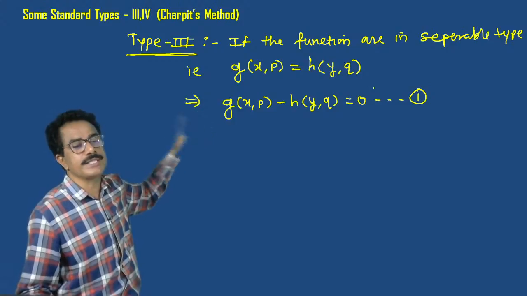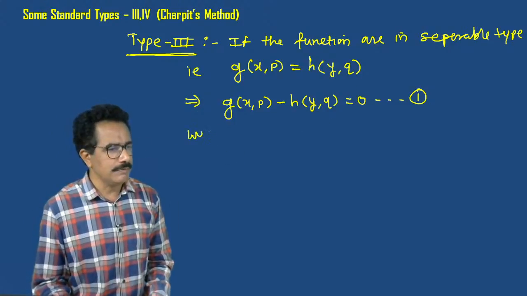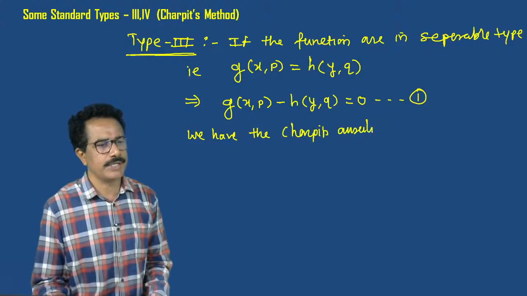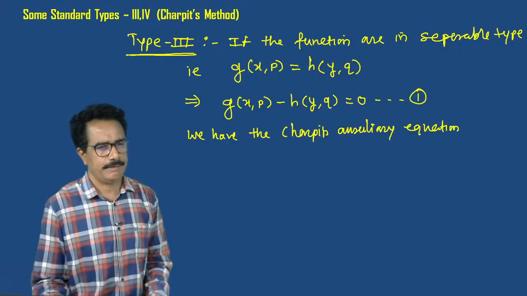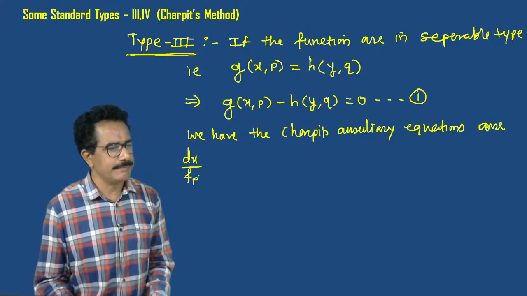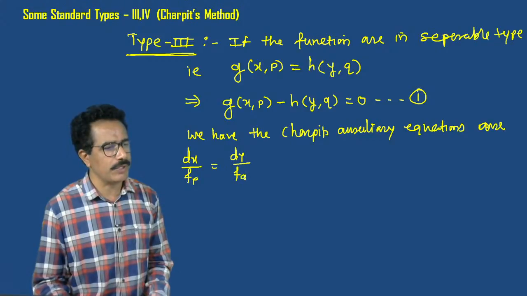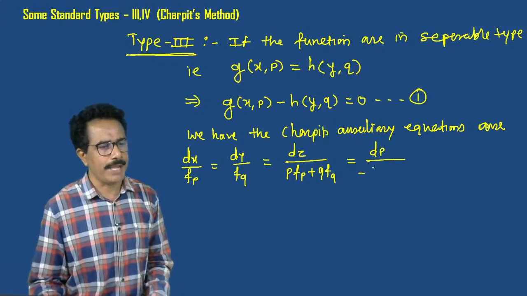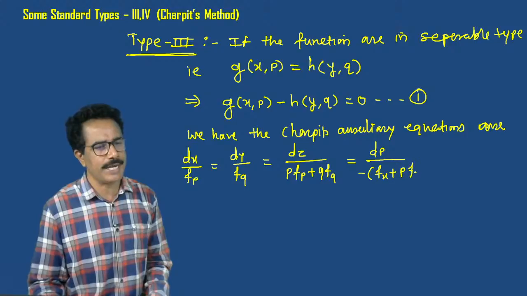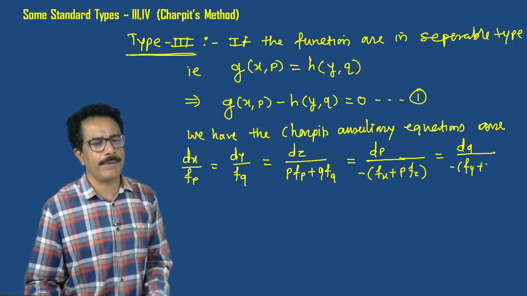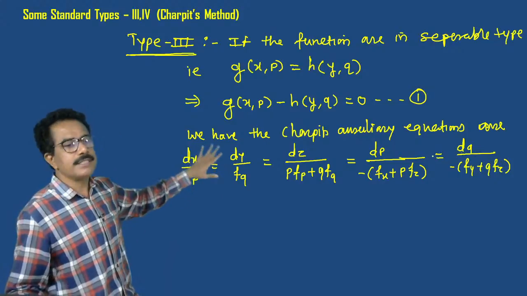Now we have to discuss how to solve this standard type. Here we have Charpit's auxiliary equations. What are they? dx upon fp equals dy upon fq equals dz upon pfp plus qfq equals dp upon minus in a bracket fx plus pfz equals dq upon minus fy plus qfz. Is it okay? This is Charpit's equation.